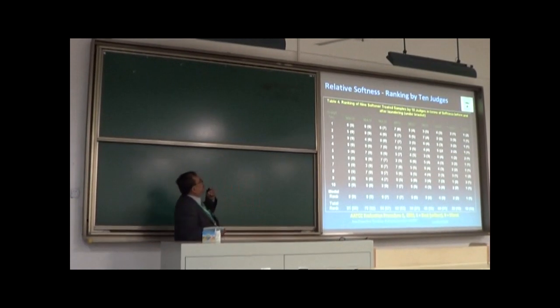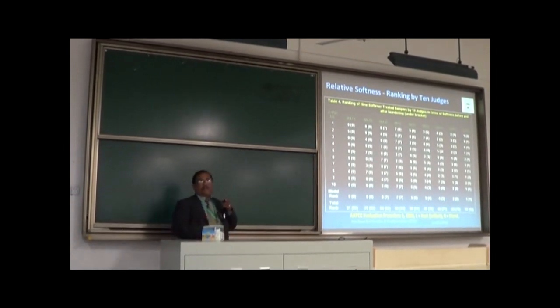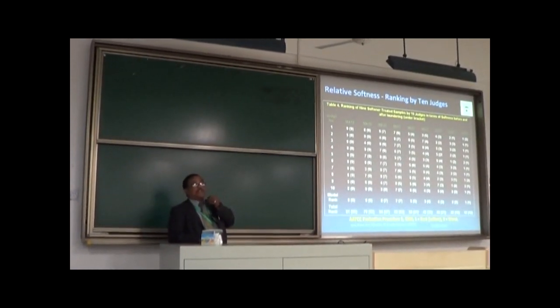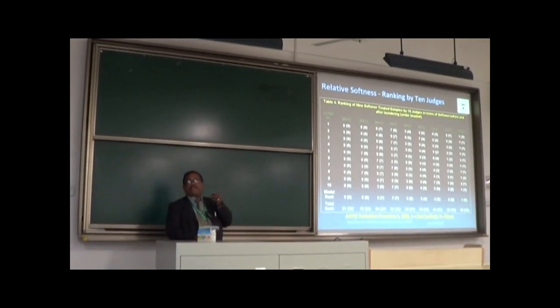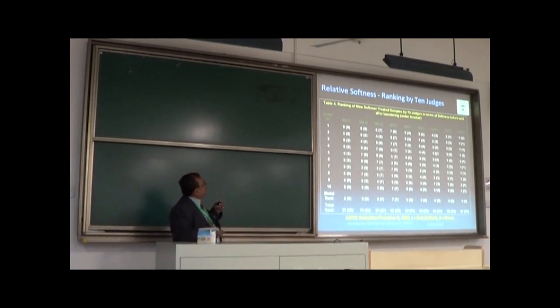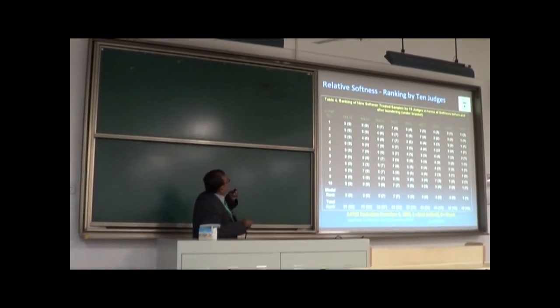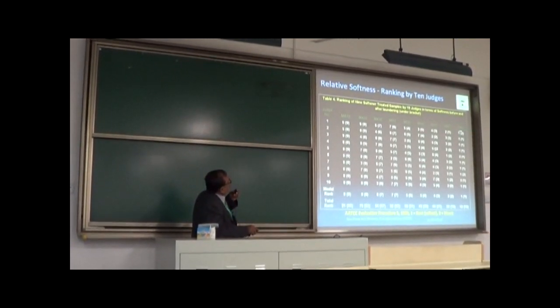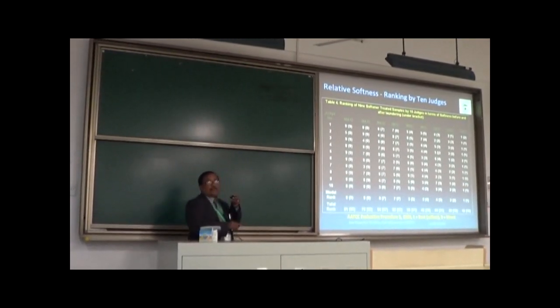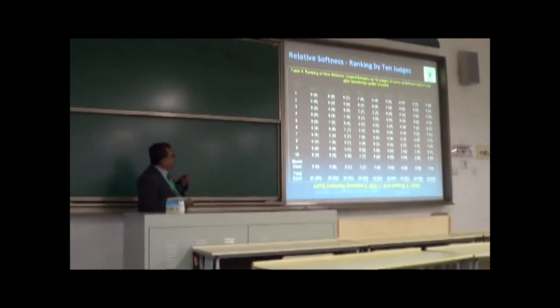Then relative softness. I manually selected 10 judges, some students, some teacher faculties who are very sensitive, and I asked them to rank these samples. There are 9 samples, numbered 1 to 9. So I asked them to rank. This is the AATCC method; the procedure is given.